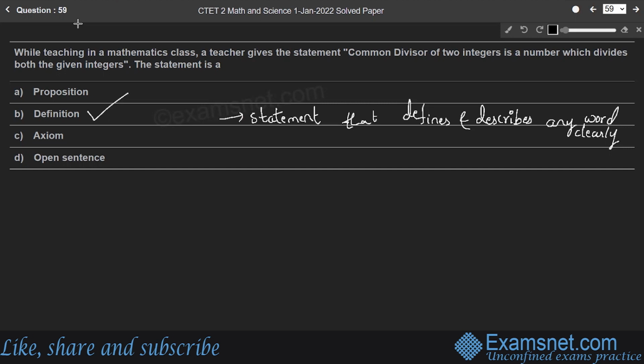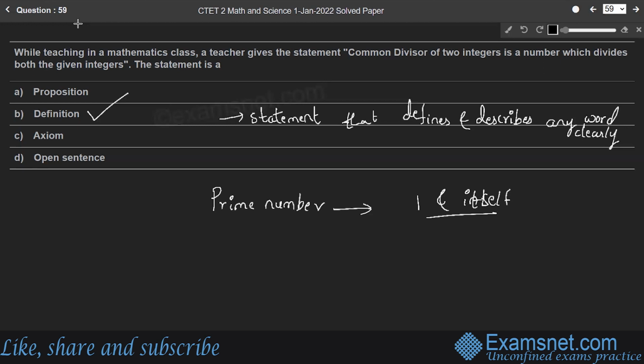For example, prime number. What is a prime number? A number that is only divisible by 1 and itself. So you can define a prime number as the number that is only divisible by 1 and itself. Similarly, in the above example, the definition of a common divisor is given as a number that divides both the given integers.